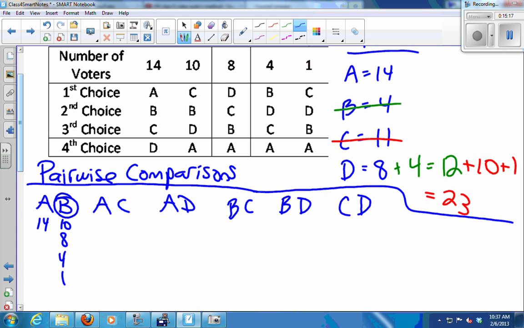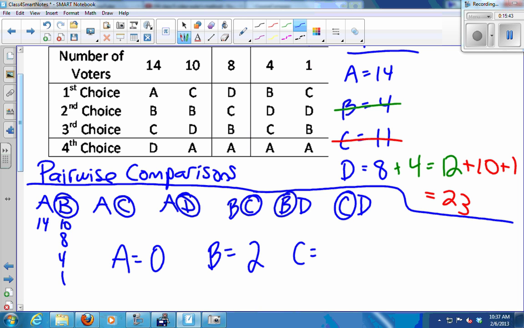Okay, so you guys tell me, who wins A versus C? C, okay. A versus D? B versus C? B versus D? And C versus D? C. Great, thank you. All right, so A ends up winning 0 matchups. B wins 2. C wins 3. And D wins 1. So C is going to be the winner. B is in second place. D is in third, and A is in last.